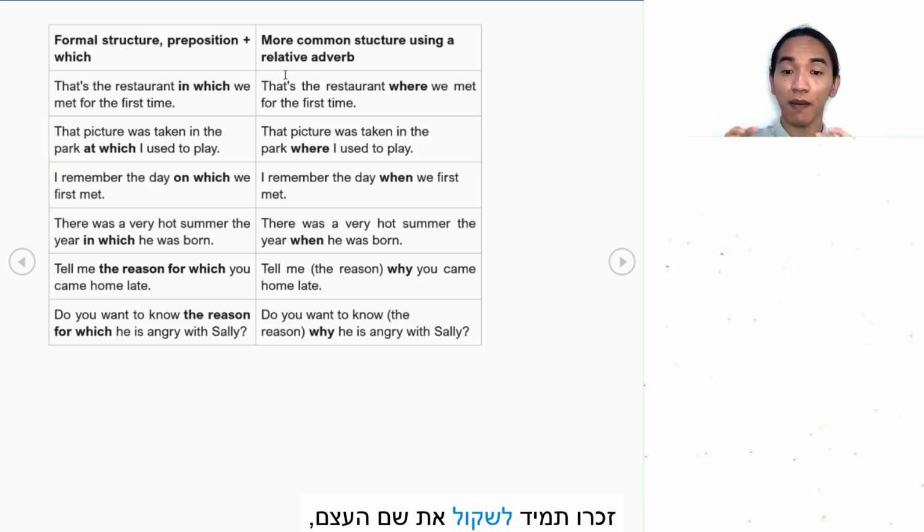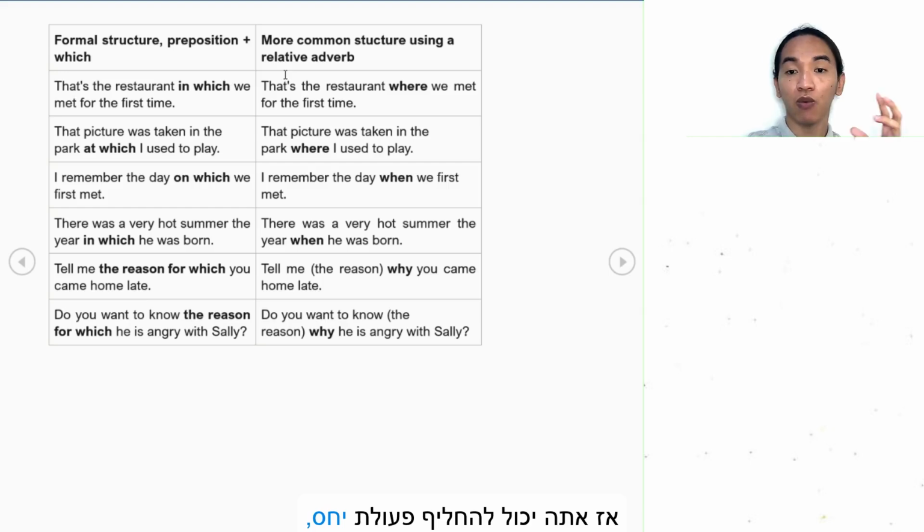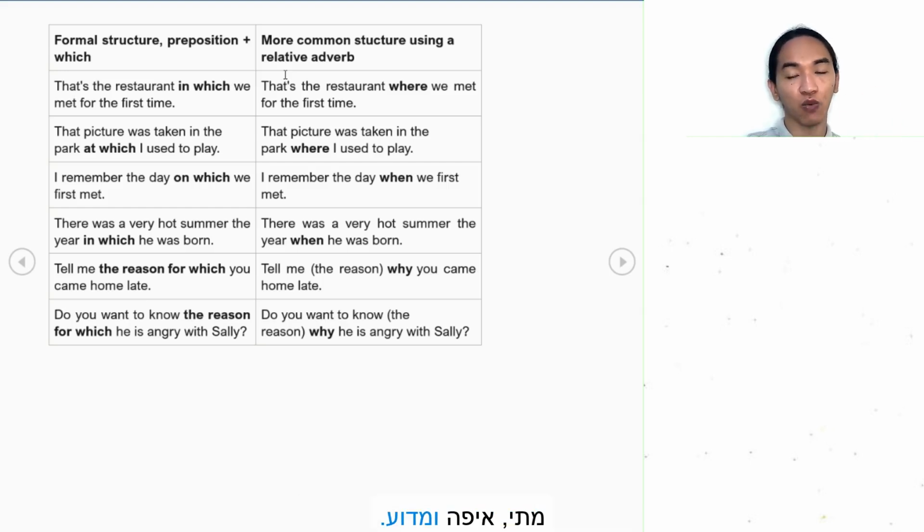So always remember to consider the noun it's modifying. If it's a place or time or reason, then you can replace it with the relative adverbs where, when, and why.